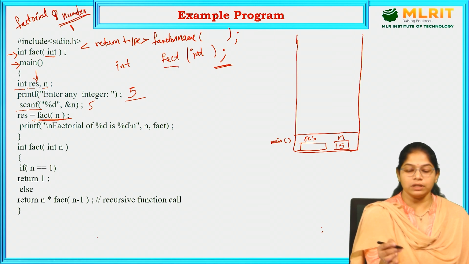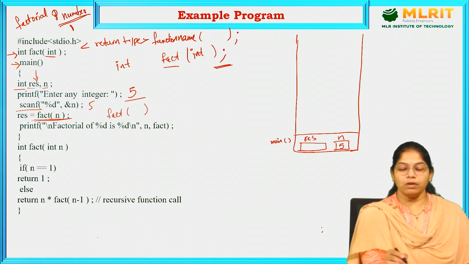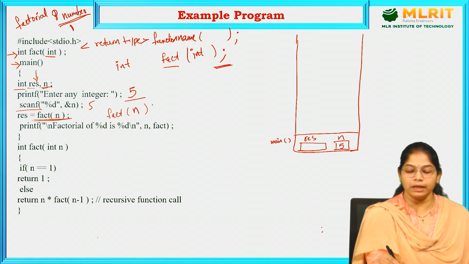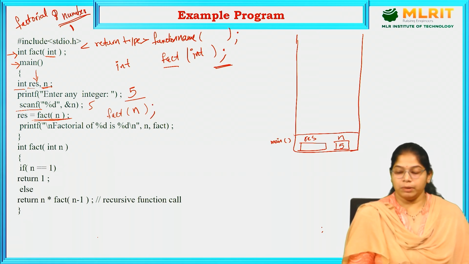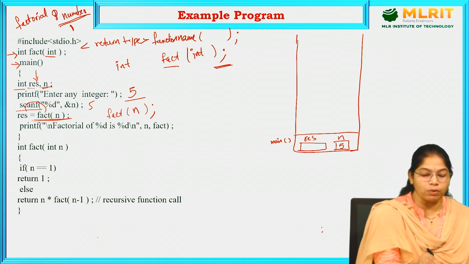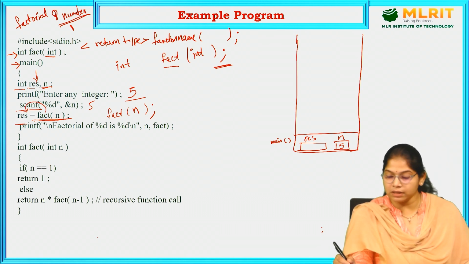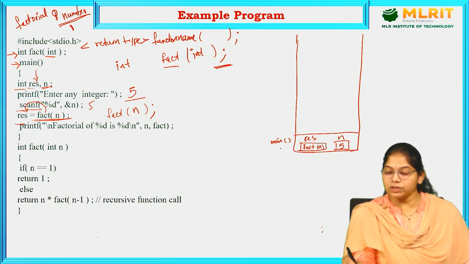Here the function name is fact, as we declared. Then how many arguments are we passing? Only one. In a function call, we just mention the variable name, not the data type. And that must be terminated with a semicolon. So this function call is stored in result. So what do we have in result? Fact of n, where this is a function like main.